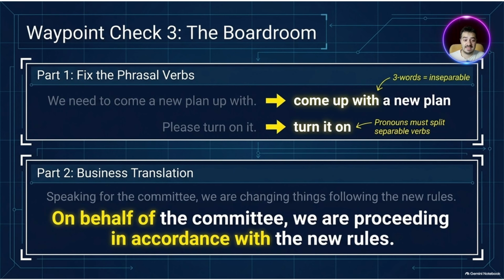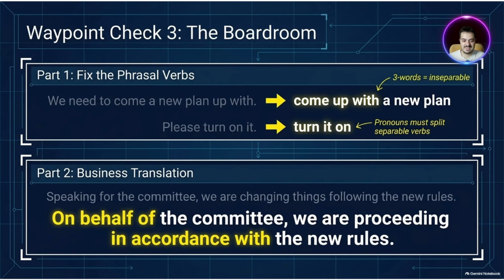We explained a lot of things. Let's try to fix the phrasal verbs that we have here. We simply said that a three-word phrasal verb is inseparable. So we should say, come up with a new plan. Please turn on it. We also mentioned that if you have a pronoun, you must split the separable verb. So you should say, turn it on.